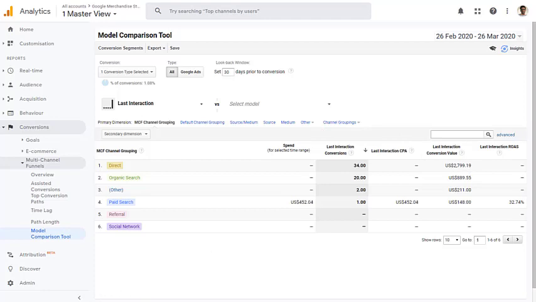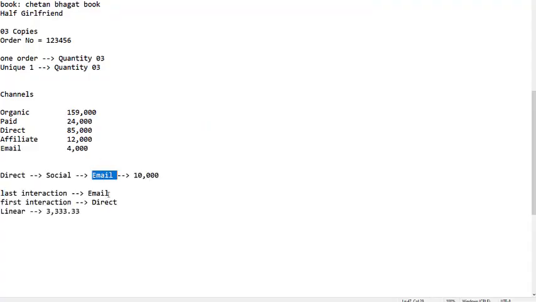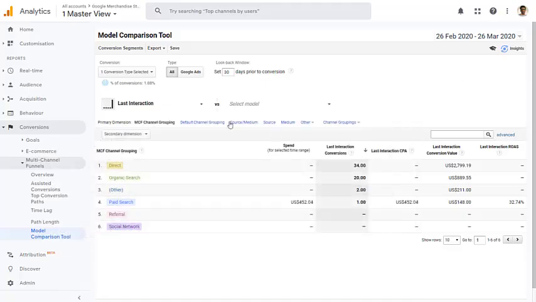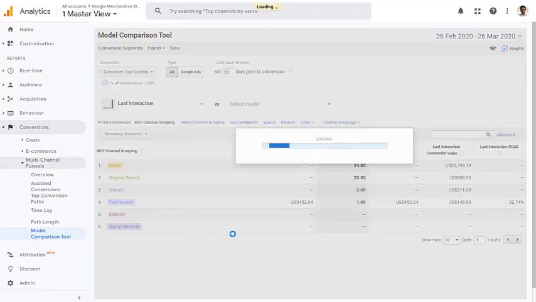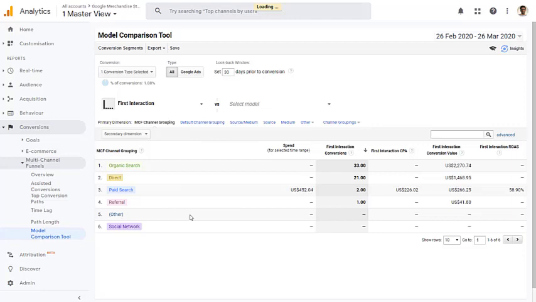That means direct was here. People last interacted with direct. Last time they interacted with my website, it was direct. Last time for what? Last time before making a conversion or before placing an order, they interacted through the direct channel. Now what I want to know is, okay, show me who was the first one. I will have to choose a different model. I will choose the first interaction model. Of course, the numbers will change.